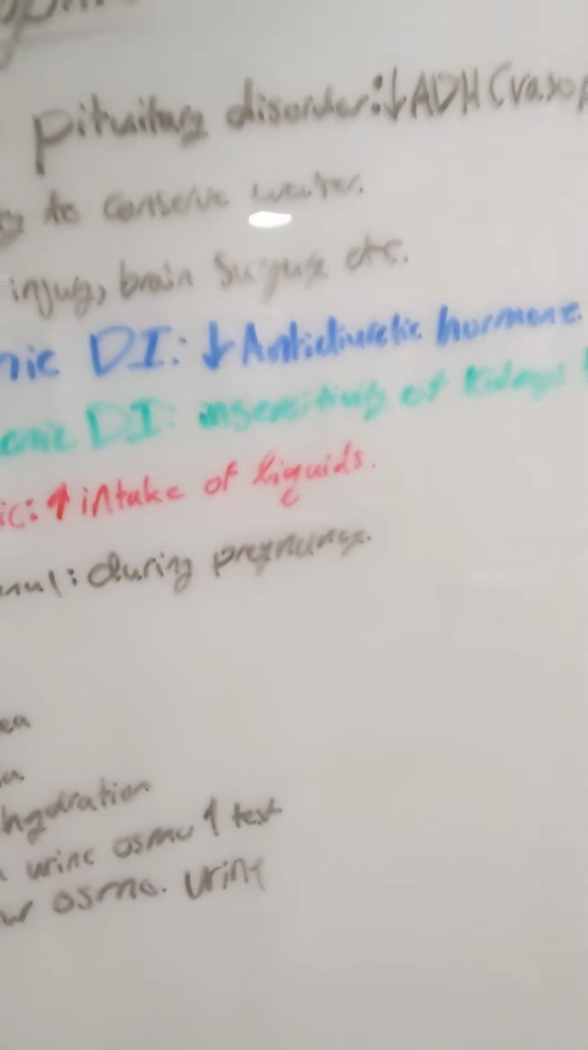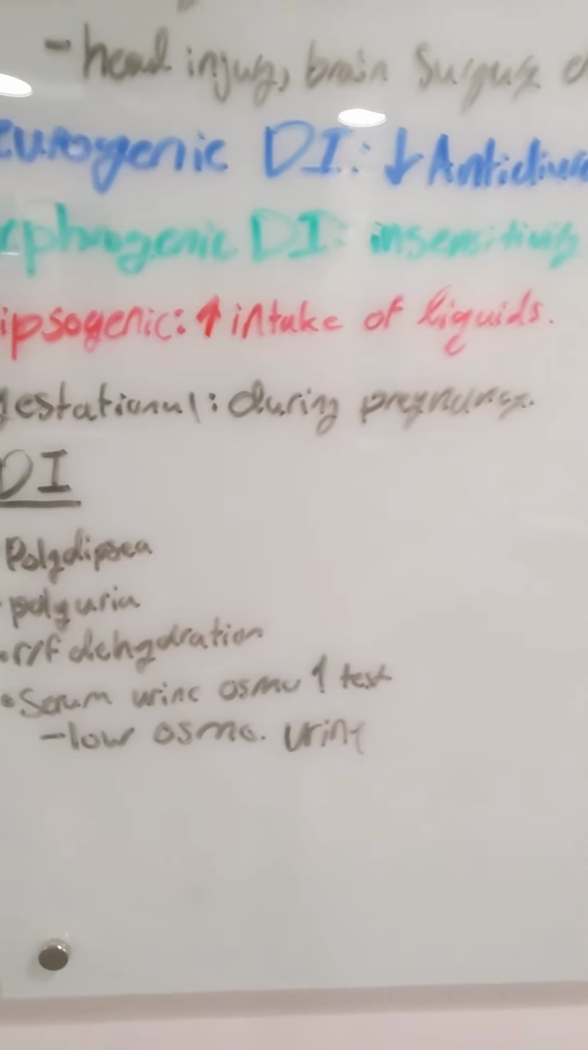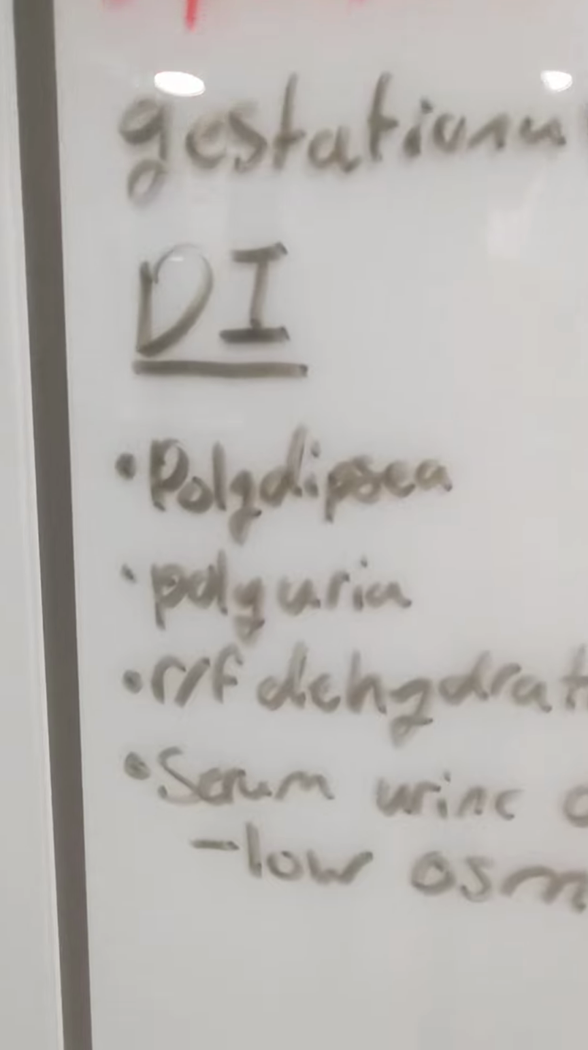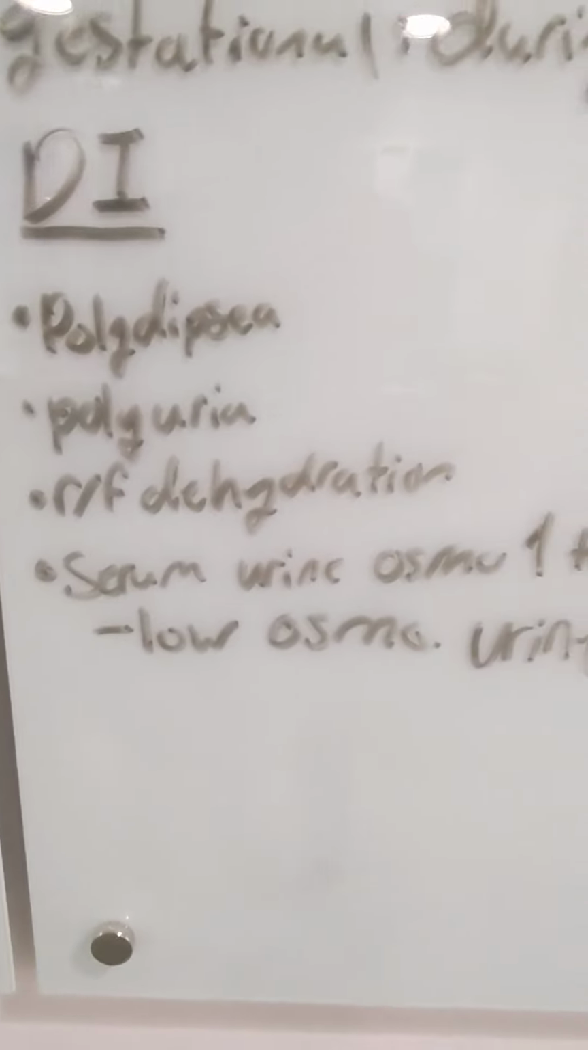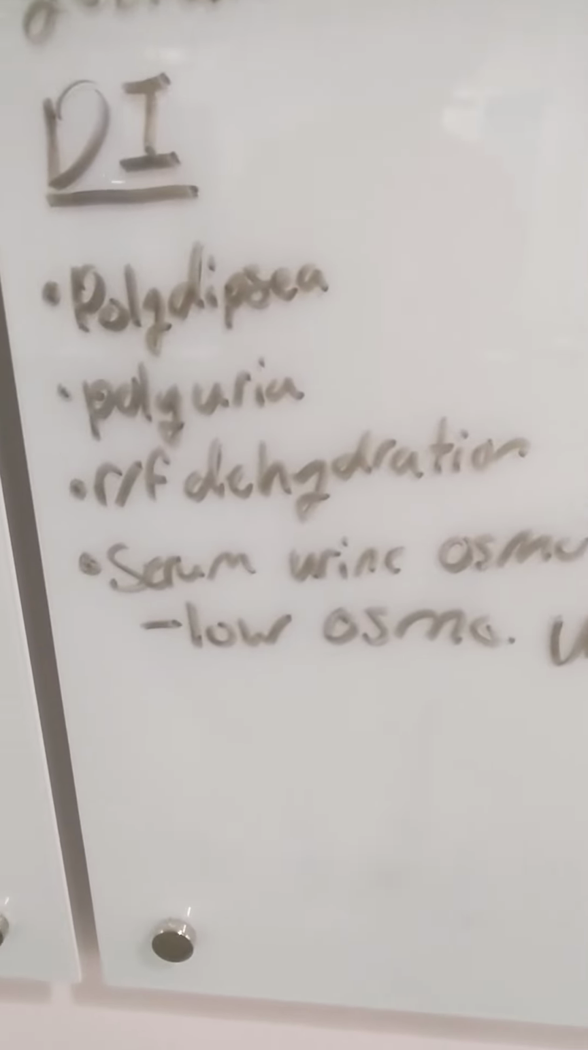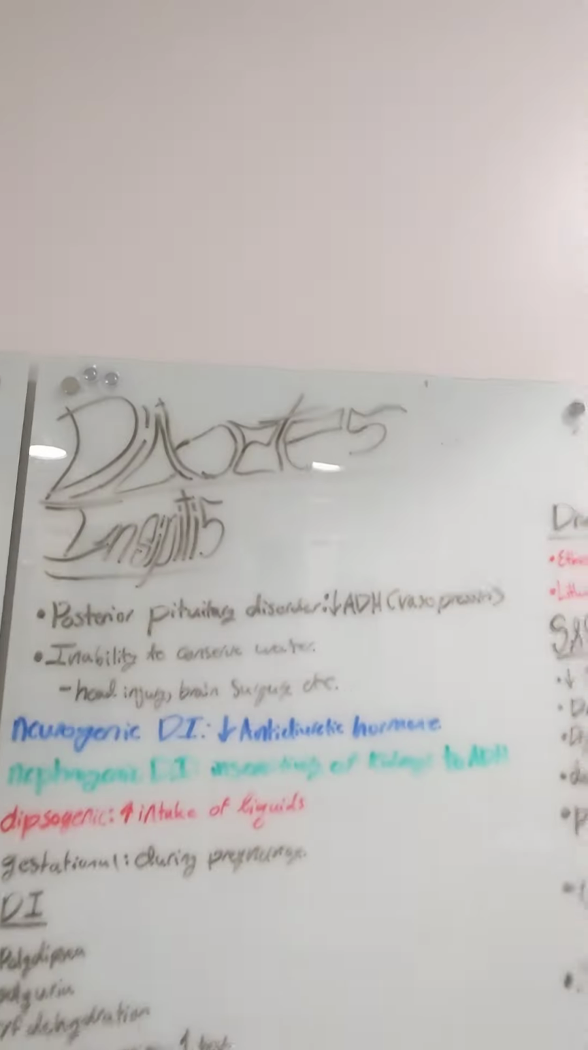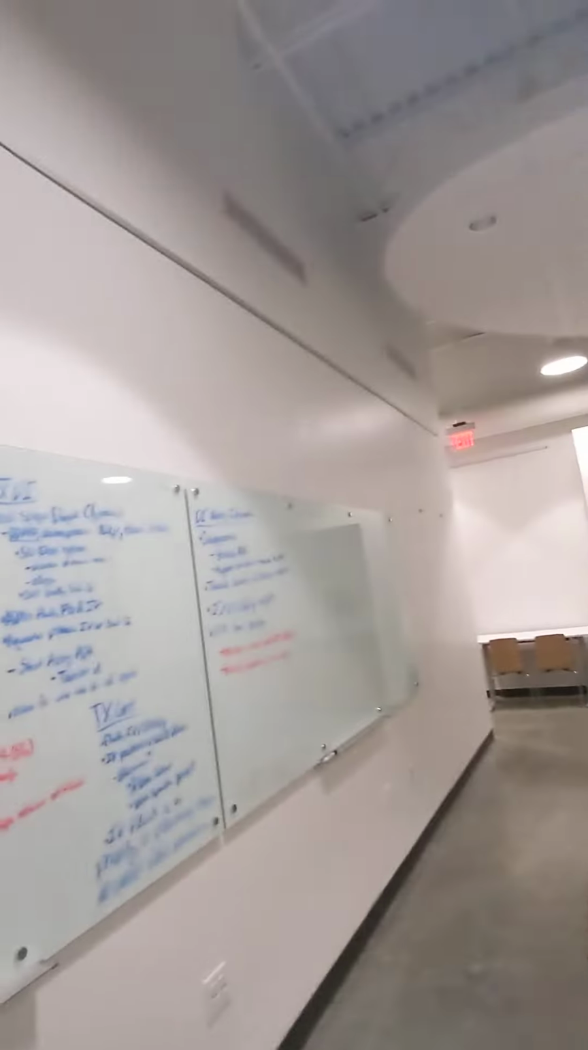Now, diabetes insipidus, she just had a slide like this where it said polyphagia. Oh, there's what I was looking for. Polydipsia, polyuria, risk factors for dehydration. They're at risk for it big time because they're just peeing out like crazy. Serum and urine osmo is the number one test for this. We're going to have a low osmo for the urine, and it's going to be high for the plasma, but we're going to get to that later.